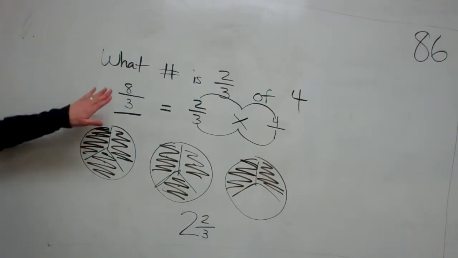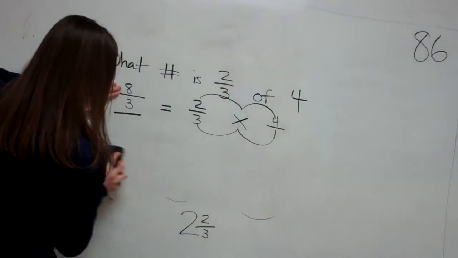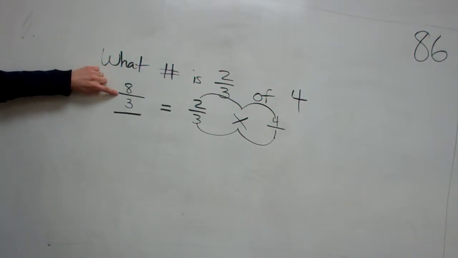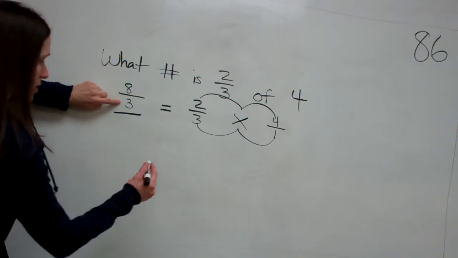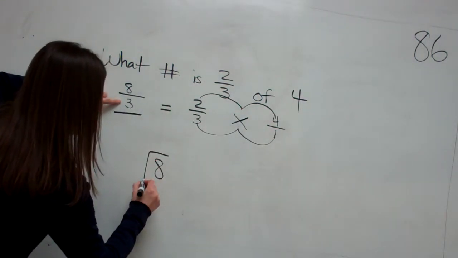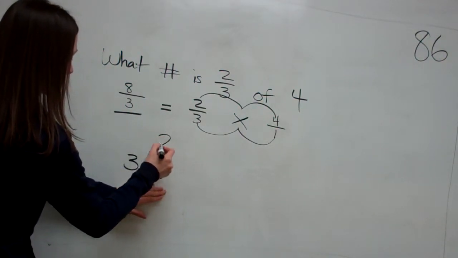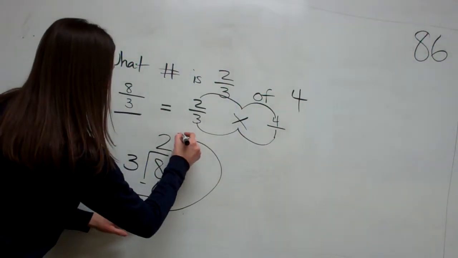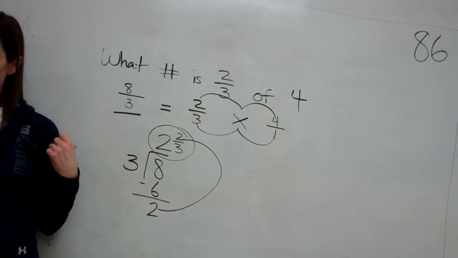Okay? But if you don't want to draw it, I'm going to show you how to do it. This says 8 divided by 3. So watch this. 8 divided by 3. 3 will go into 8 twice. 3 times 2 is 6. Bring down the 2, and I bring that up, over 3. Isn't that cool? That's easier for you.